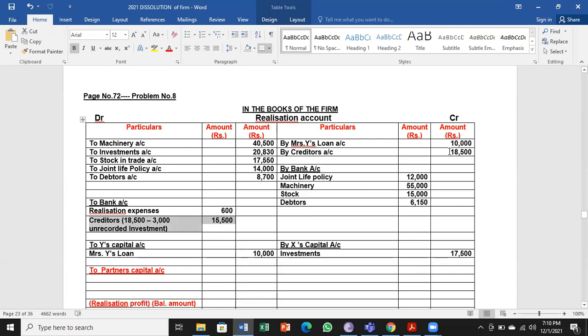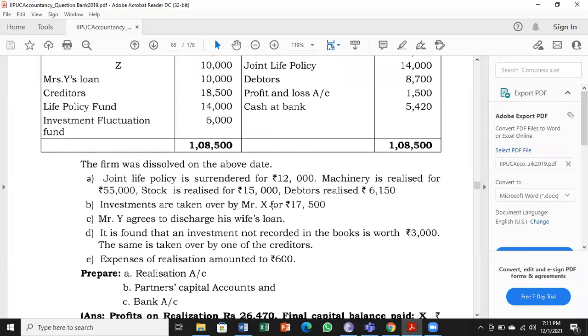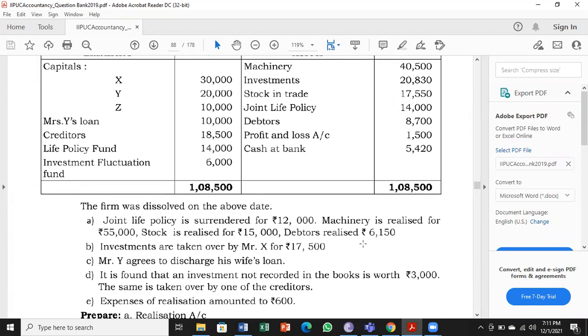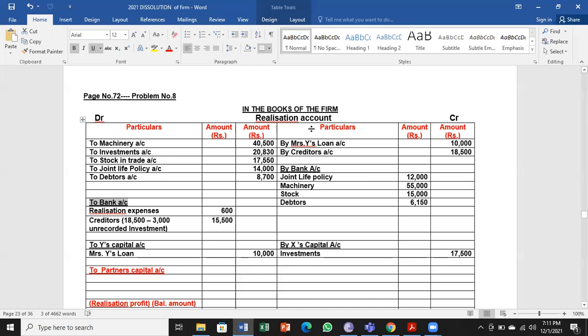So creditors is 18,500. They have not told pay 15,500, but indirectly they have said that the creditors will be given away 3,000 worth of unrecorded investment. That means the remaining has to be paid in cash or through bank. That is what to be understood here. So with that, all information we have considered, nothing is left here at present. We'll go for checking the assets which are there in the business has realized or not.